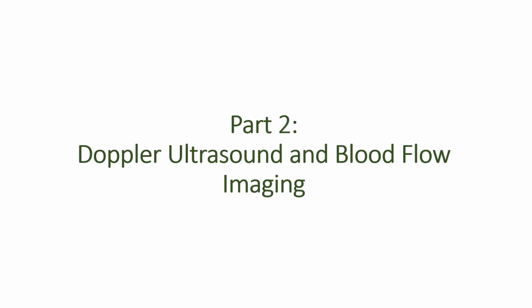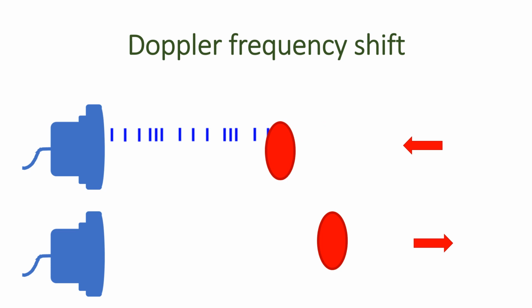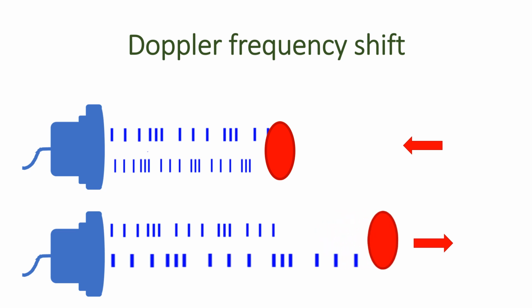In part 2, we'll talk about Doppler ultrasound and blood flow imaging. The blood flow velocity measurement and most of the blood flow visualization modalities are based on the Doppler effect. When a reflector like red blood cells is moving towards the transducer, it increases the frequency of the echo compared to the emitted ultrasound. When the flow is moving away from the transducer, the frequency of the echo decreases. This shift in frequency is directly proportional to the flow velocity, allowing us to measure it.